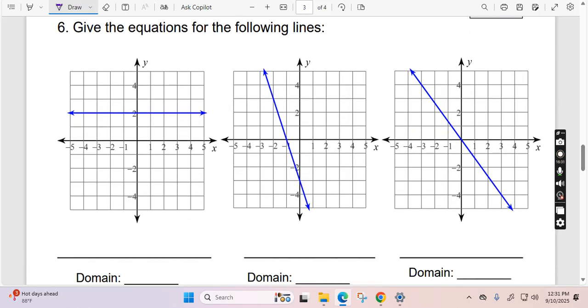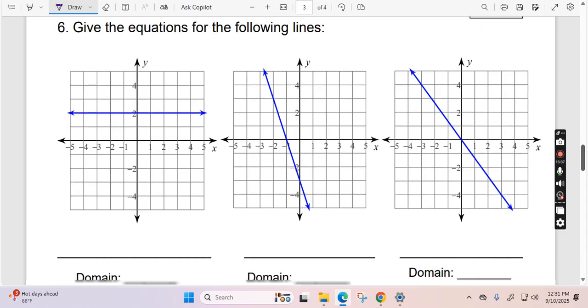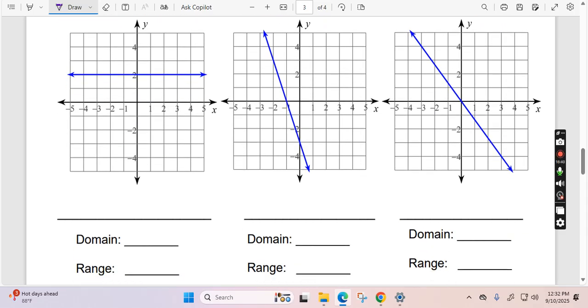Alright, so give the equations for the following lines. If I'm looking at the first one, what do you think my equation is going to be? X equals or y equals? Okay, y equals what? Y equals 2. So what would my domain be? -infinity to infinity. What about my range? It's just 2, right?